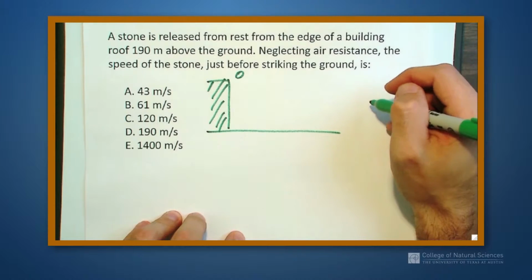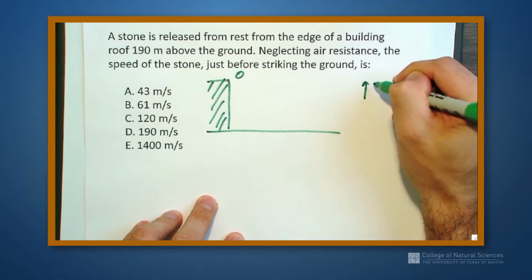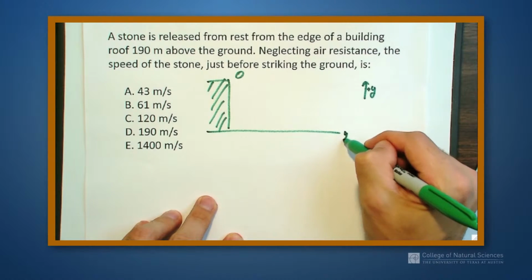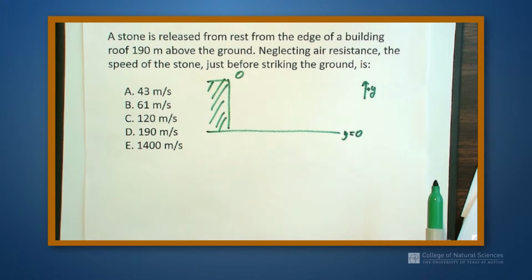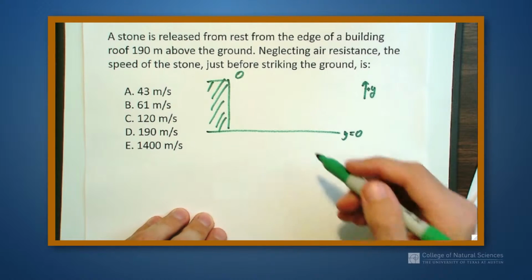Second thing that I'm going to do after reading the question and drawing the picture is I'm going to draw a coordinate system. I'm going to say this is my positive y direction, and this is y equals 0 at the ground. So now I have a coordinate system. That way I know which way my pluses and minuses go. Now let's see if we can read the question again and get some initial conditions, some extra information.